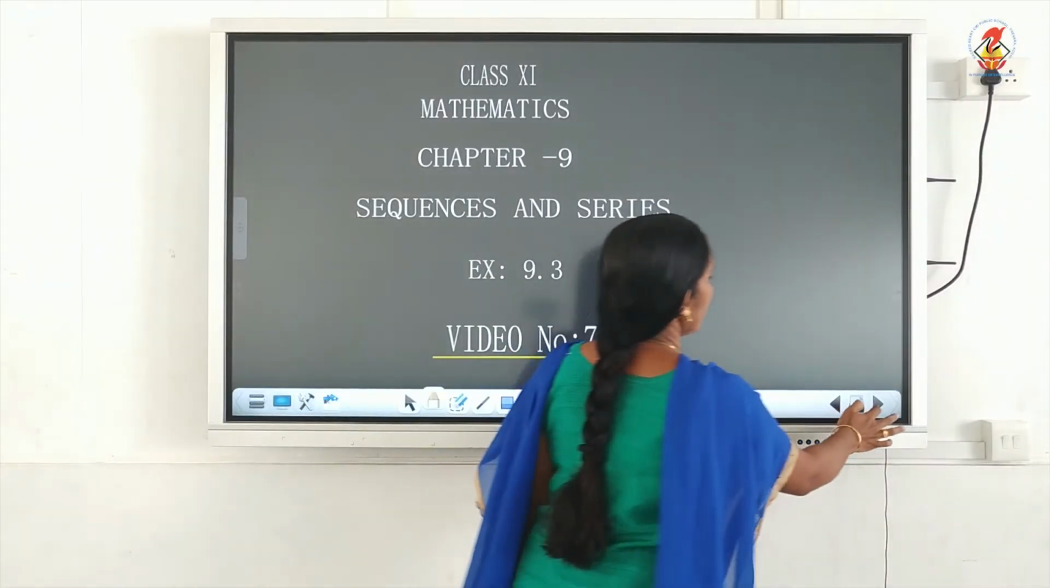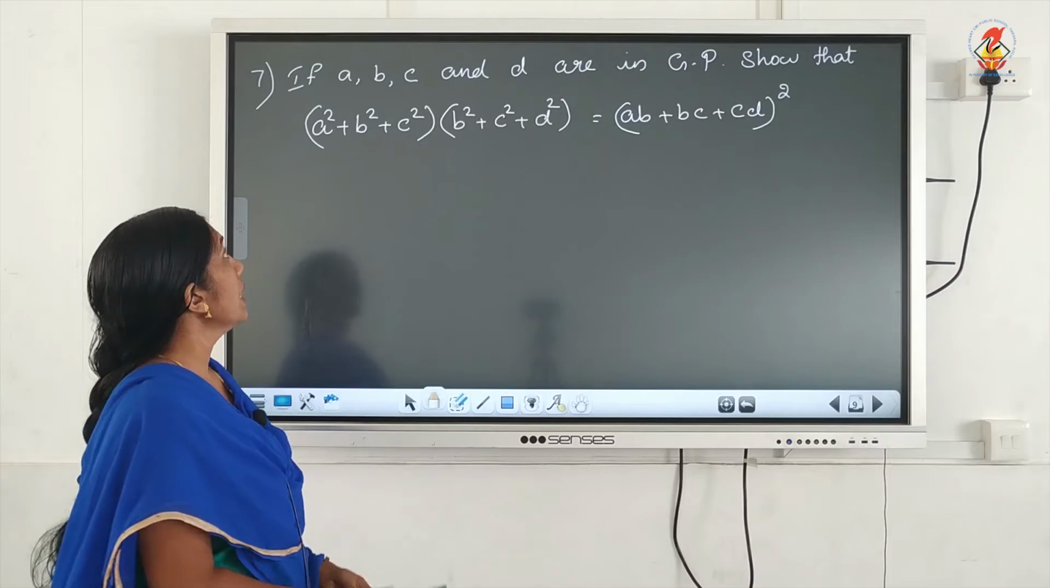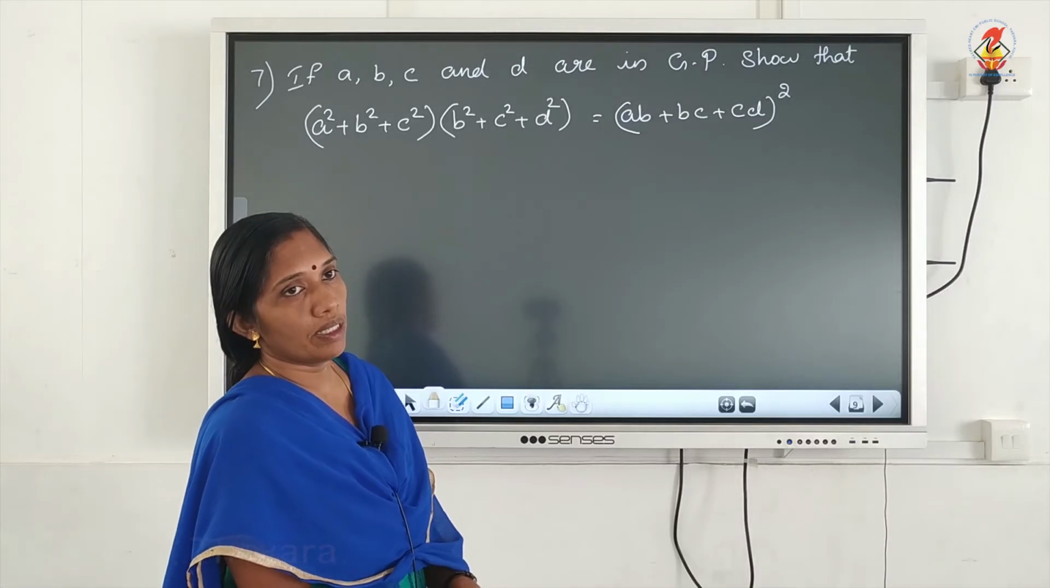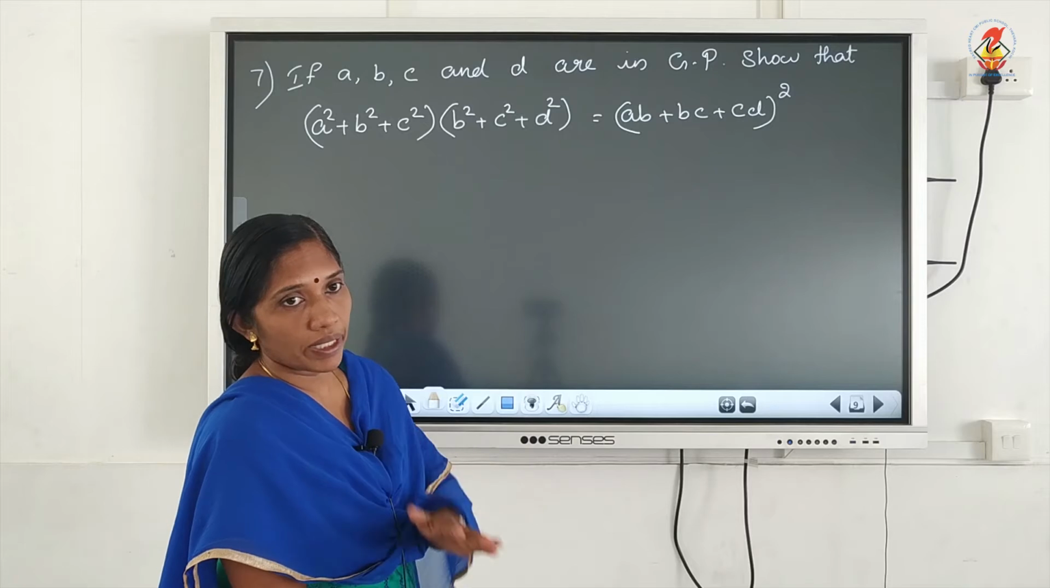Can continue, children. The next question, the 7th one. If A, B, C and D are in GP, show that (A square plus B square plus C square) into (B square plus C square plus D square) is equal to (AB plus BC plus CD) whole square. So, it is given that A, B, C and D are in GP. So, if they are in GP, their common ratio is the same.